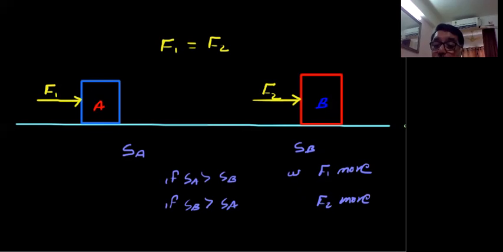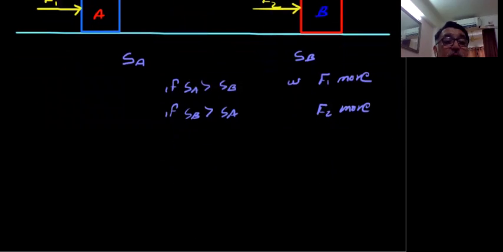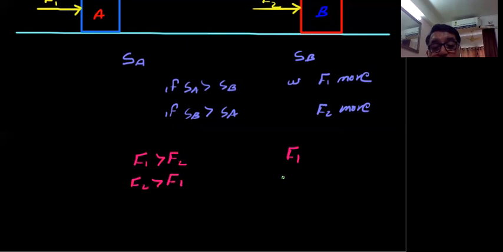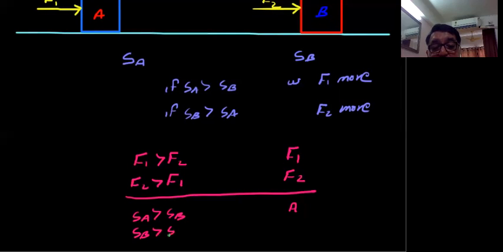So in short, what we are saying is if F1 is greater than F2, F1 does more work. If F2 is greater than F1, F2 does more work. And the second scenario is that if SA is greater than SB, more work is done on box A. If SB is greater than SA, more work is done on box B.